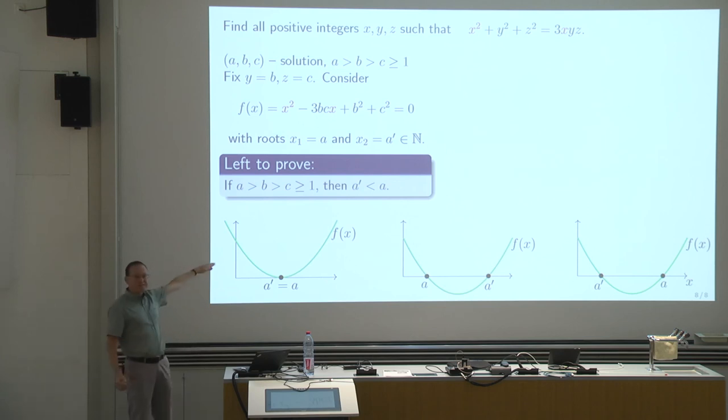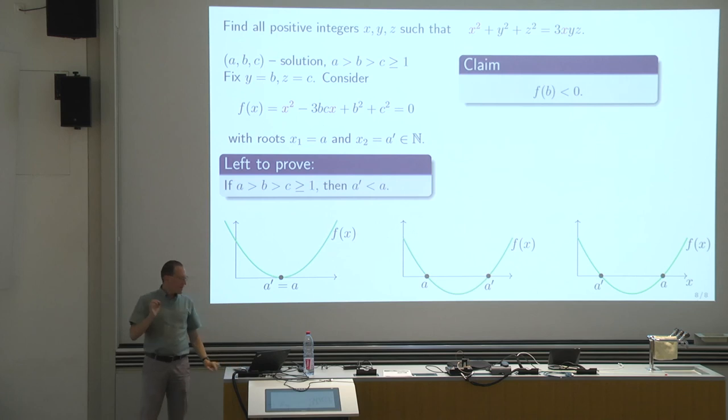Think about the graphs. We don't draw them just for fun. We draw them because they're useful. If you want to prove that B is between the two roots, there's a very elegant way to achieve that. Why don't we prove that the value at B is negative? This is a statement about B. It's not about A prime. I don't have to write down the quadratic formula for A or A prime. This is an elegant statement about B. Why don't we prove that?